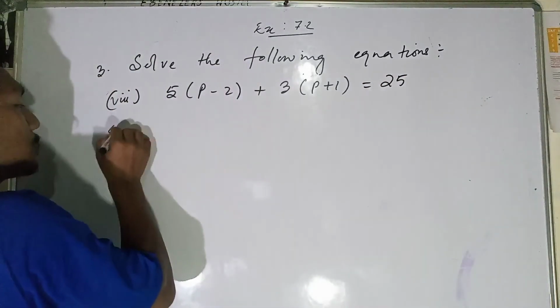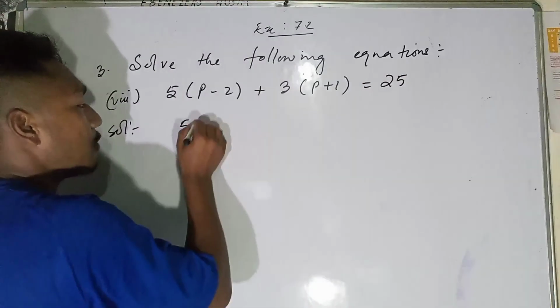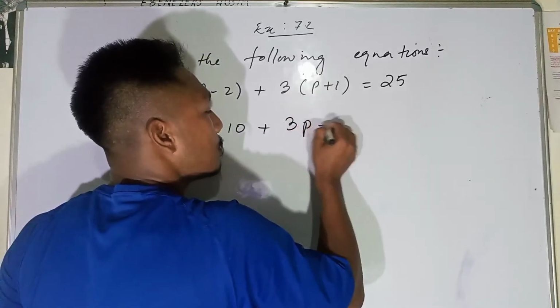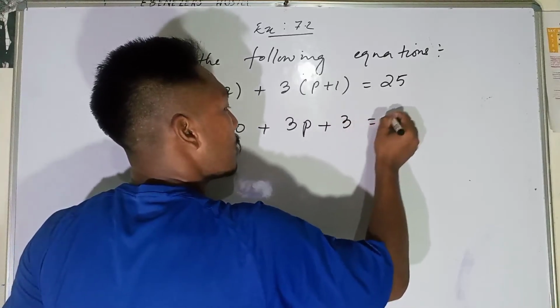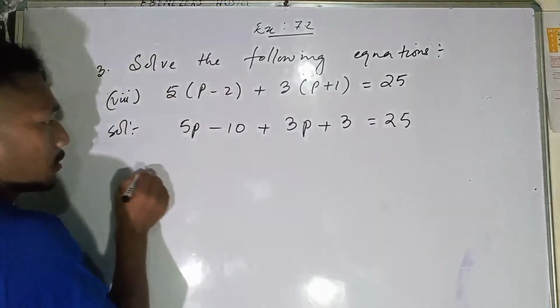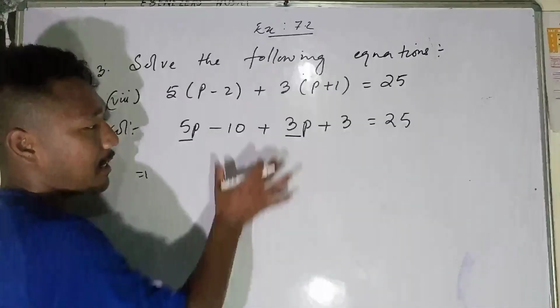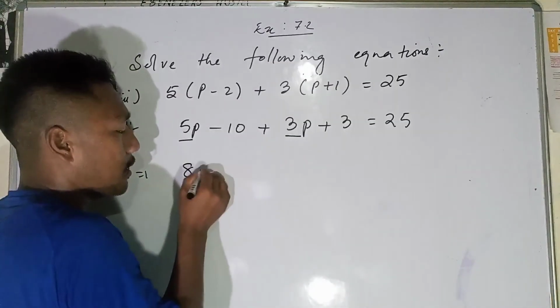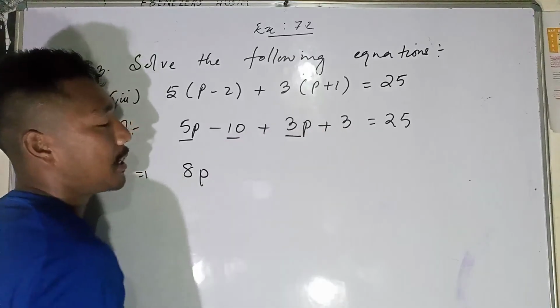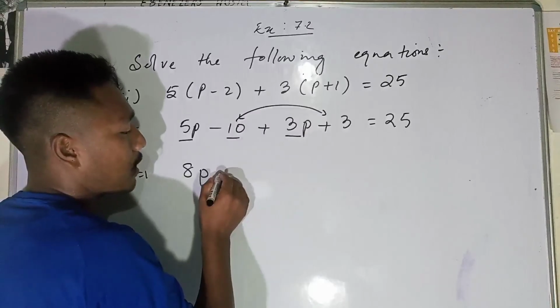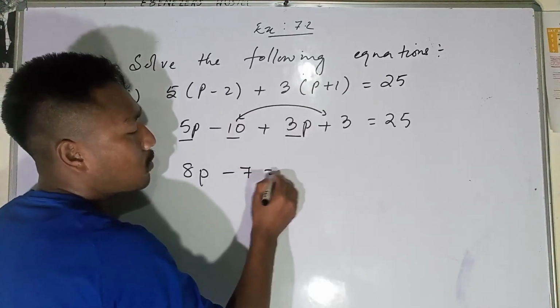Okay, solutions here. So I'll multiply 5 into p become 5p, 5 into 2 become 10, 3 into p become 3p, 3 into 1 is 3. So this is very easy. Okay, so 5p and 3p are like terms and like terms will be added. 5 plus 3 will become 8p. 10 and 3 we will do some operations here. So 10 minus 3 will become 7, is equal to 25.